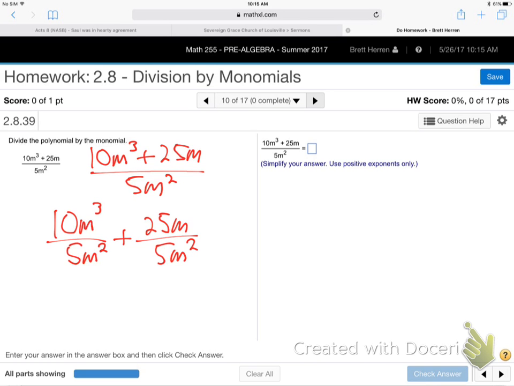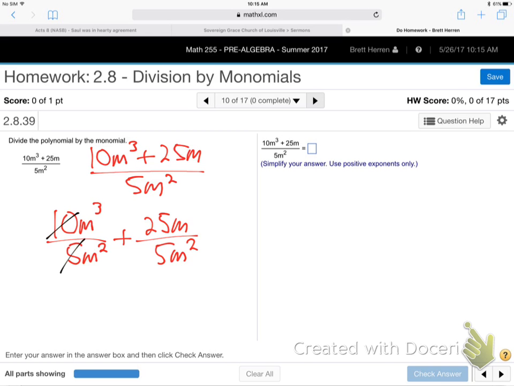Good so far. So first off, I separate them, right? They each get that denominator, right? Because that's the denominator for both of them. Good so far. Now, where do we go from here?